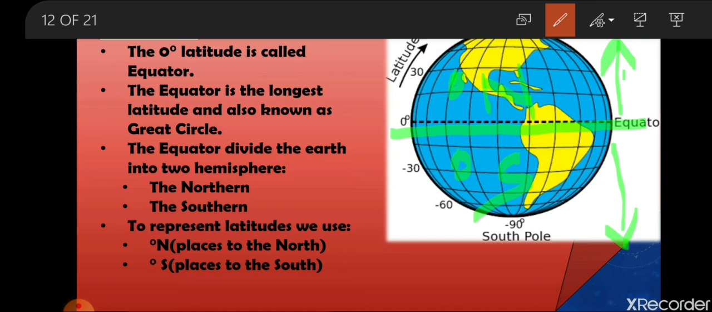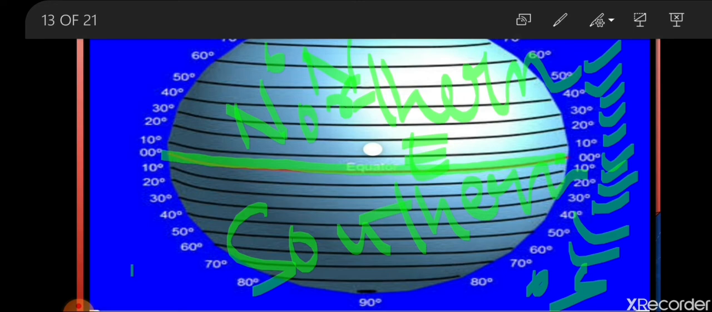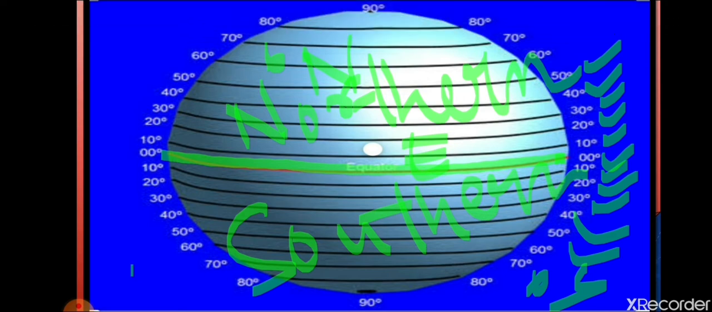Lines of latitude are the horizontal imaginary lines that run from east to west across the globe. So basically one important line of latitude is the equator. The equator is the 0 degree latitude that goes through the middle of the globe, and it divides our earth into two equal hemispheres, that is the northern hemisphere and the southern hemisphere. The points above the equator are considered as degree north, and the points below the equator are considered as degree south.